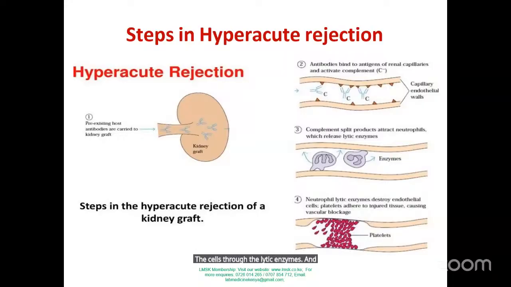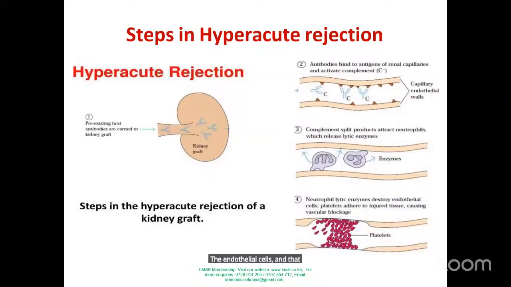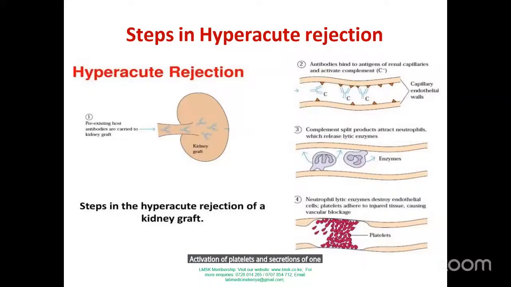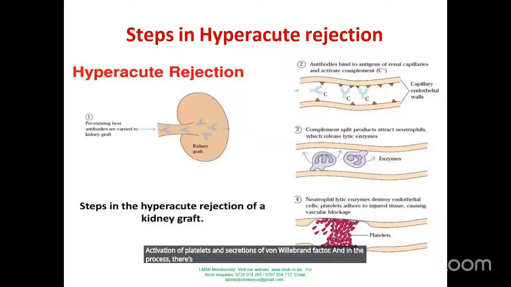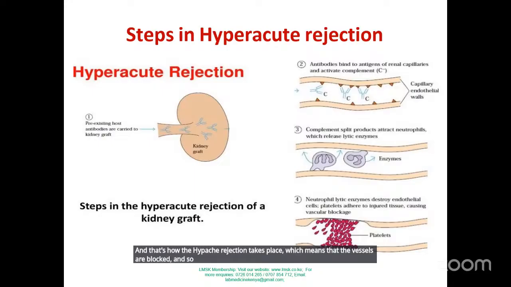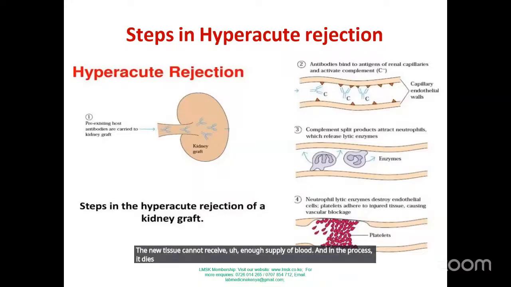In the process, we also have activation of platelets and von Willebrand factor, because they injure the endothelial cells. That injury leads to activation of platelets and secretion of von Willebrand factor. In the process, there is platelet aggregation and adhesion, resulting in a platelet clog or thrombosis inside that particular vessel. That's how hyperacute rejection takes place, which means the vessels are blocked, so the new tissue cannot receive enough blood supply, and in the process it dies. Ischemic damage.